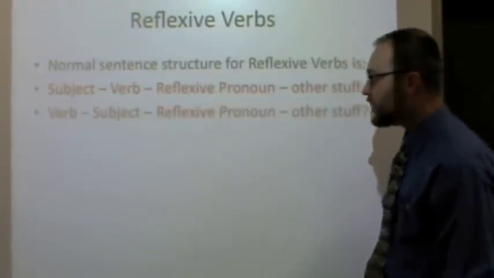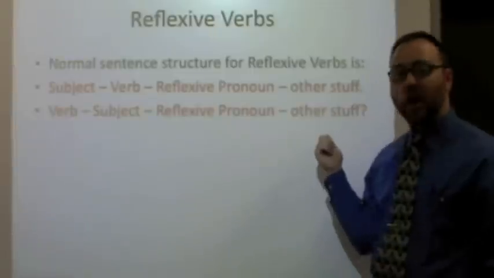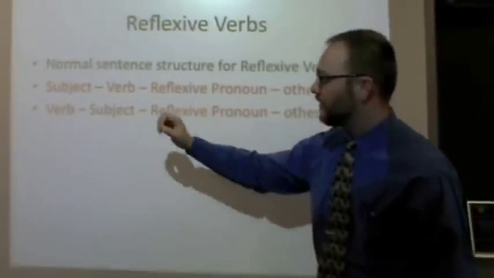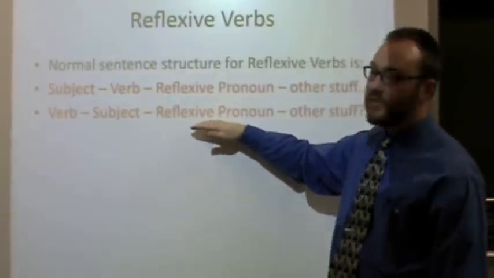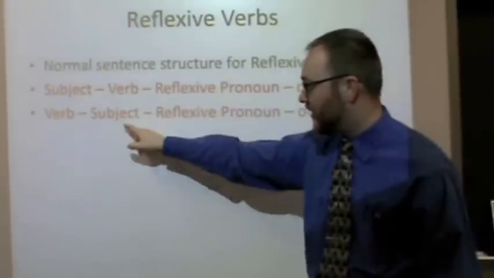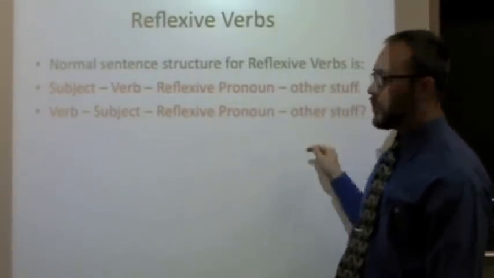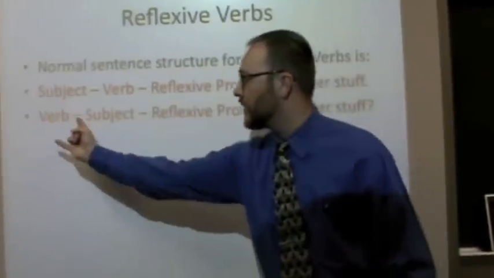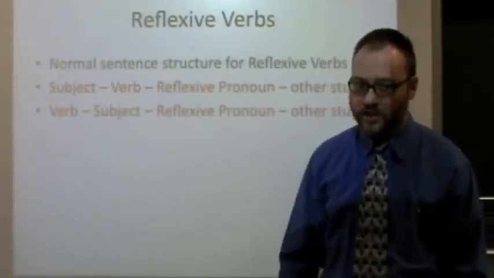Okay? If we were to turn this into a question, now essentially we have an open-faced sandwich. We have our verb, then our subject, inverted word order, then the reflexive pronoun. Notice, it's still up front, so to speak. It's with the subject, okay? Then the other stuff. So the only difference between our question and our sentence is that we're flipping our verb and our subject. We're still keeping our reflexive pronoun close to the subject.